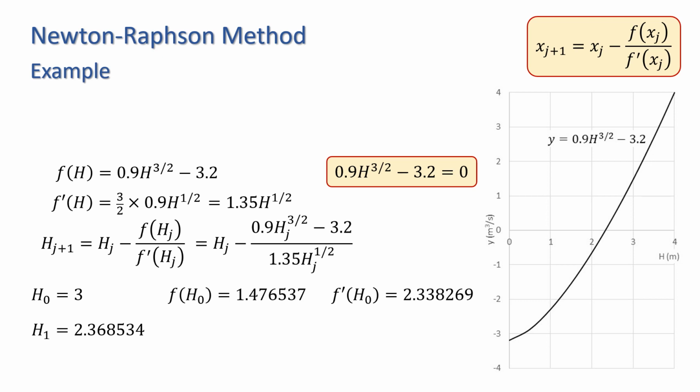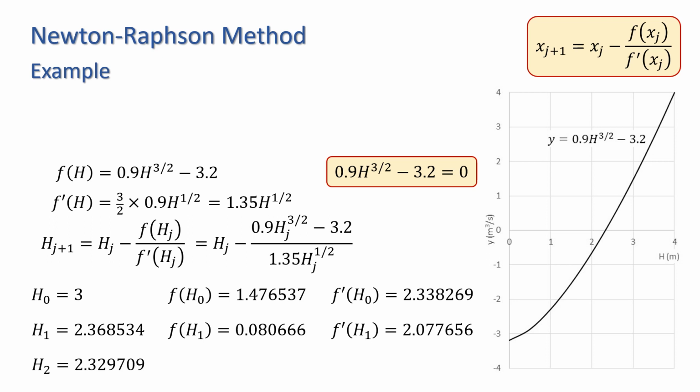2.368534. We now calculate f of h1 and f' of h1, giving these values, and substitute again into the formula to give h2 equals 2.329709. We keep repeating this procedure until we are happy the value of h is not changing from one iteration to the next, and we choose what degree of accuracy we want in advance, which then tells us when we have done enough iterations.